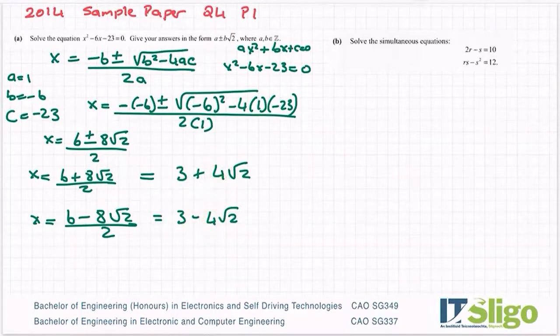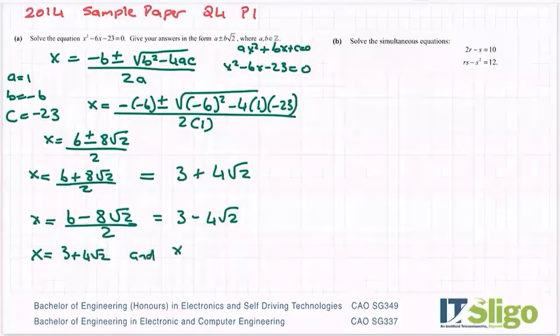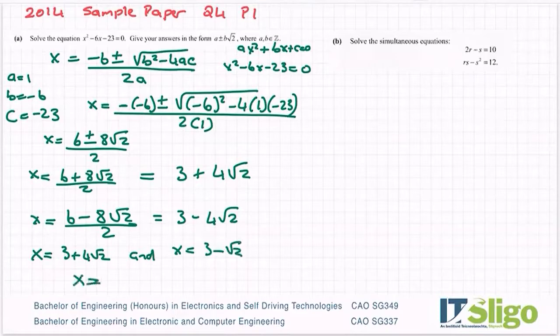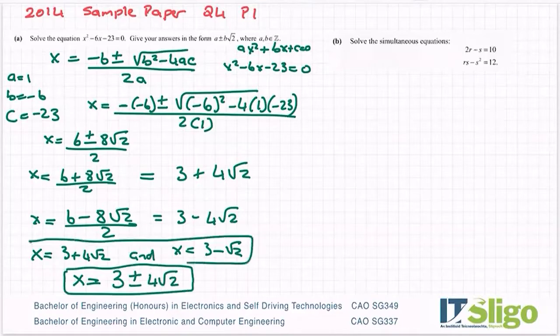So I can say x is equal to, just in case you see it written down anywhere, x is equal to 3 plus 4 root 2, and x is equal to 3 minus 4 root 2. It is also the same thing to write it as 3 plus or minus 4 root 2. You could also write your answer like that. Either of these would be correct. So that was part A.